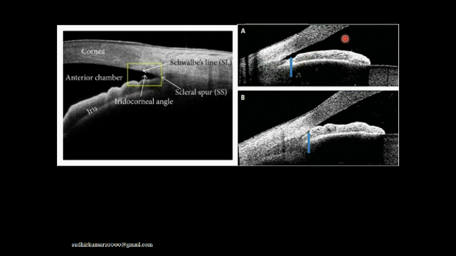Here, the anterior chamber is well connected with the trabecular meshwork. Here, in this anterior chamber, the trabecular meshwork is blocked due to the iris. So there is no connection between the anterior chamber and trabecular meshwork. So this is a closed angle and this is an open angle.